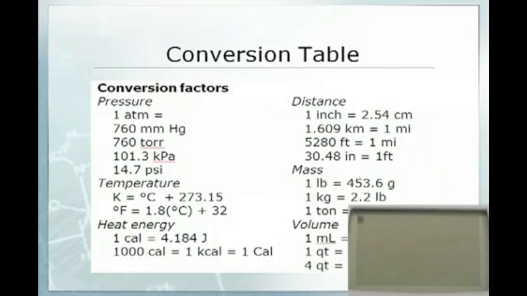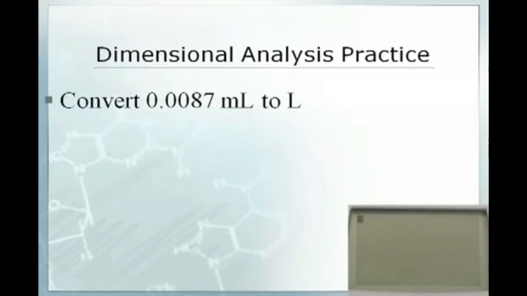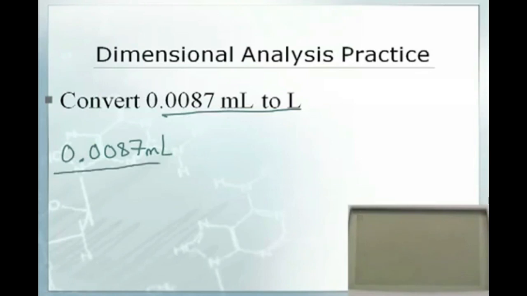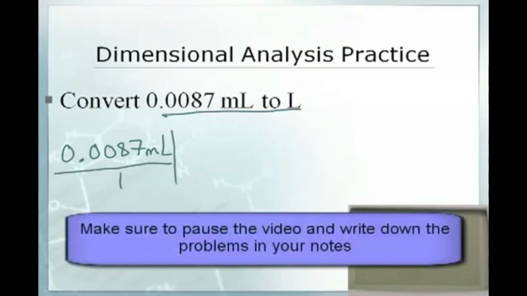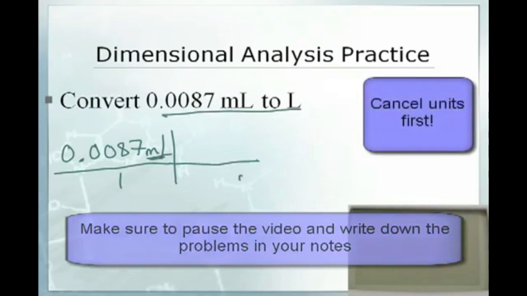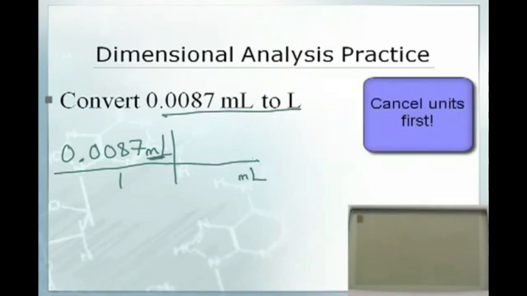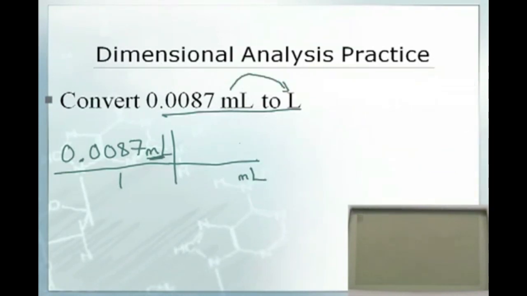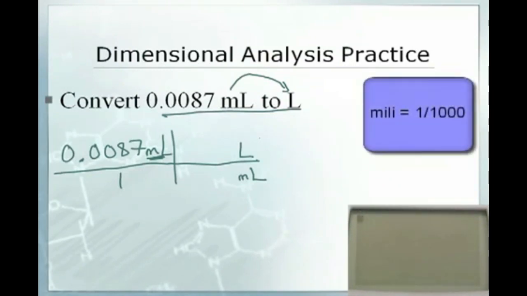Our next problem is milliliters to liters. So I write down what I know as a fraction over 1: 0.0087 milliliters over 1. And now I need to convert milliliters to liters. I have milliliters on the top, so in the next fraction, the milliliters are going to go on the bottom. Is there a conversion from milliliters to liters? There is. We can look on the metric conversion table. Milli means 1/1000th, meaning there are 1,000 milliliters in 1 liter.